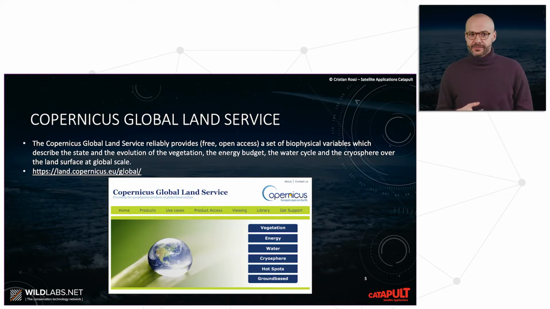Copernicus Global Land Service provides free open access data, and it provides different types of products which describe the state and evolution of the vegetation, water cycle, and so on. So there are different products associated here. Again, the website is marked in the slide.